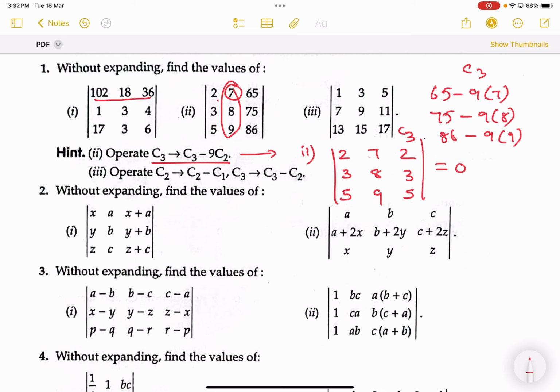Because these are identical. You got the identical columns, right? These two are identical now. These two are identical, so the determinant is 0. They have given the clue to do this. That's what we did now.